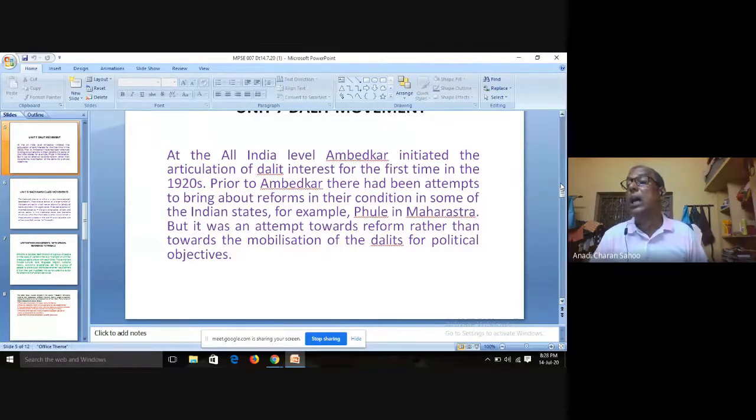Firstly, it was a regional political party, then it became a national political party to meet the cause of Dalits and for the mobilization of Dalits. It was the champion political party.